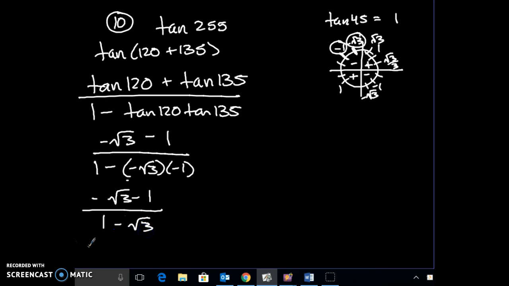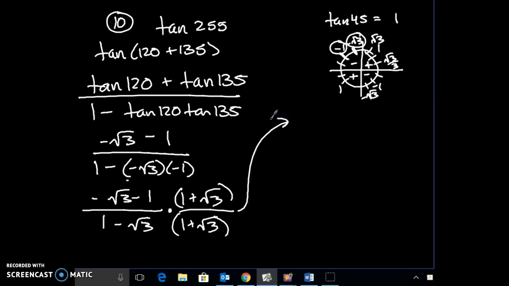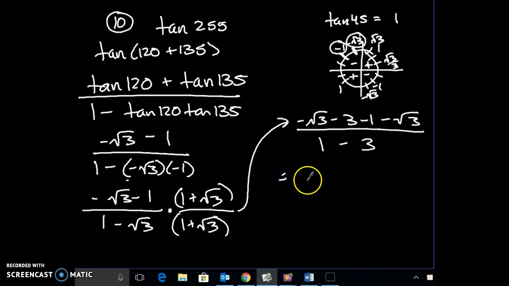Now how do you clean it up from there? We use the conjugate. 1 plus radical 3, 1 plus radical 3. You're going to FOIL twice. So take your first, outer, inner, last. Over your first, your outer and your inner will cancel. And so I'm going to skip to my last. Combine like terms. Negative 2 radical 3 minus 4.